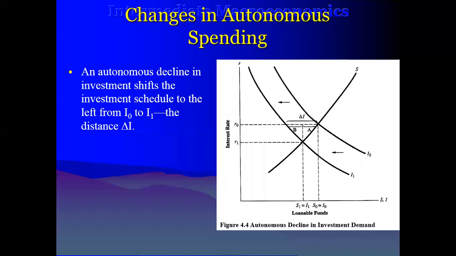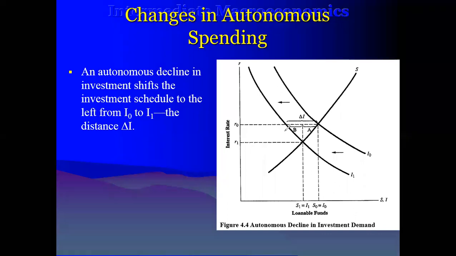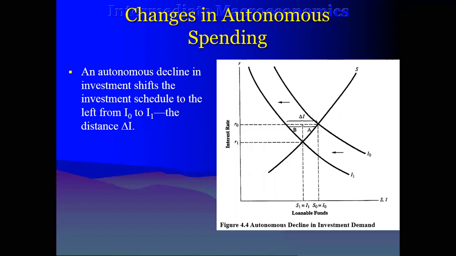Let me draw a line. So this is where the level of investment will be at, assuming there was no decrease in interest rates. But now this is where investment is. Why? Because there's a negative relationship between interest rate and investment. When interest rate falls, then investment is supposed to increase again.